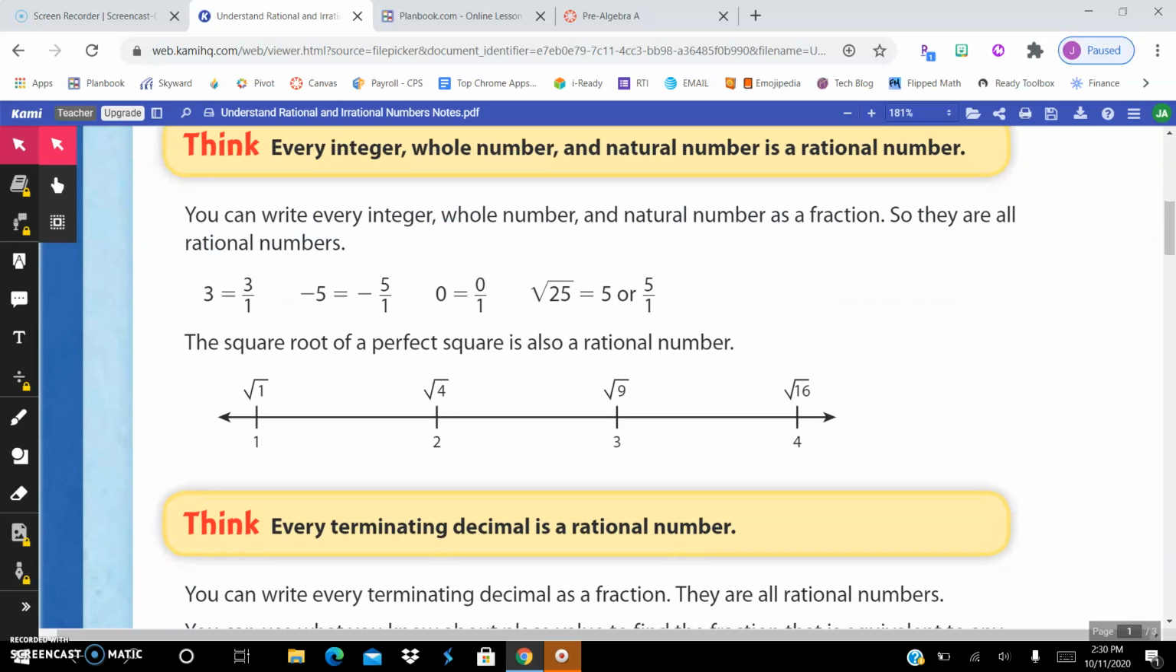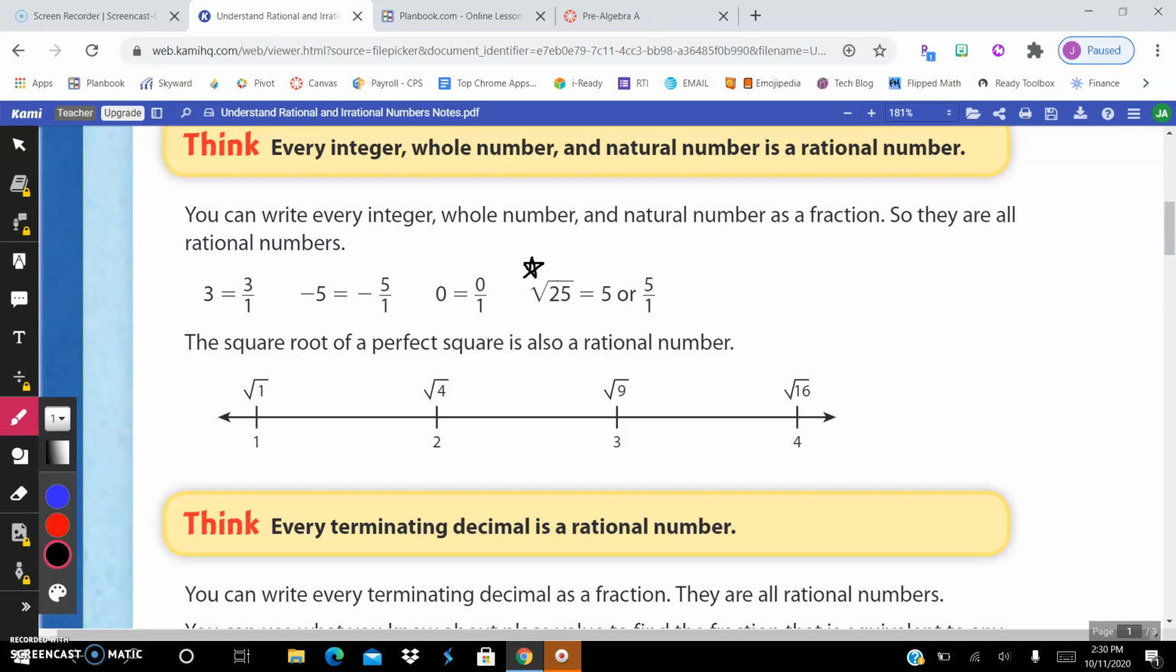So if I gave you the number 3 and asked you to write it as a fraction, you could simply put a 1 underneath of it, and you would have 3 over 1, which is equal to 3, but it's still written as a fraction. Okay. So the other thing I wanted to point out here in this example is right here.